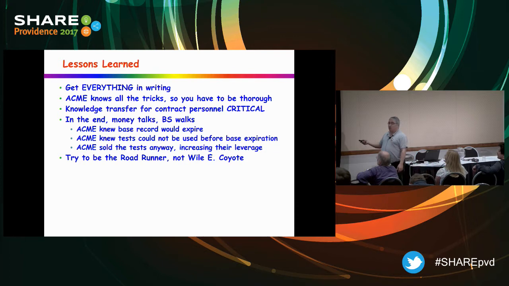Acme knew the base record would expire. They knew it. They knew the tests could not be used before the base expiration, and they sold them anyway, which ended up increasing their leverage against Widgets. So try to be the Roadrunner. Don't be Wile E. Coyote.